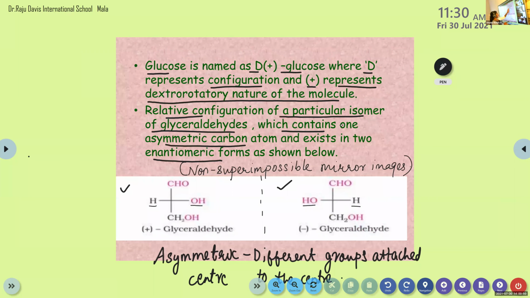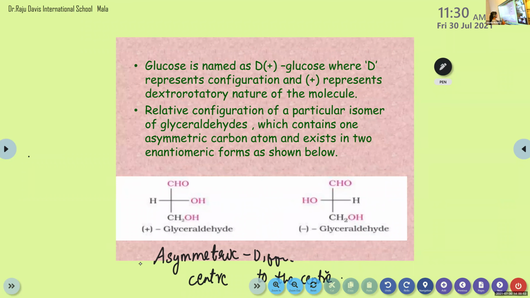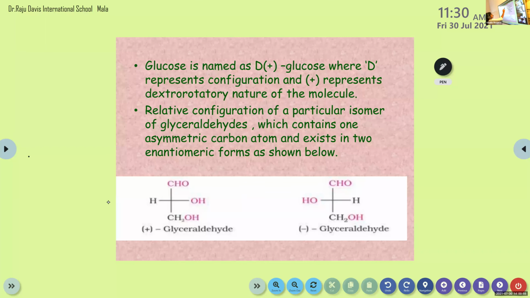That is, glucose is named as D plus glucose. This D stands for its configuration and plus stands for the dextrorotatory nature of this molecule. This word is related to optical activity. When a monochromatic light is passed through a Nicol prism, the plane of this polarized light will be changed when it is passing through certain solutions, in two directions, either to right or to left.